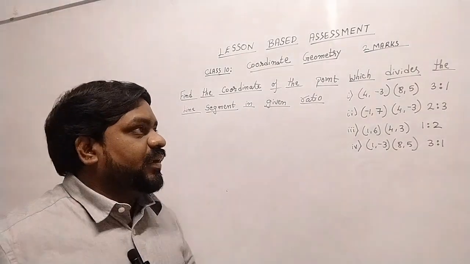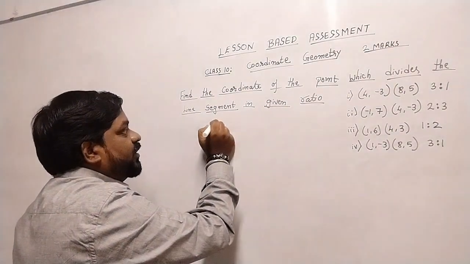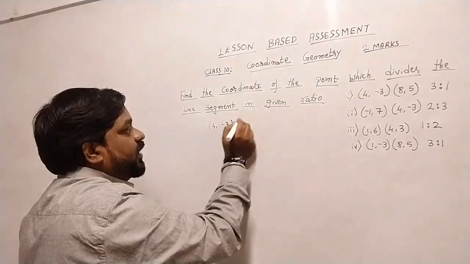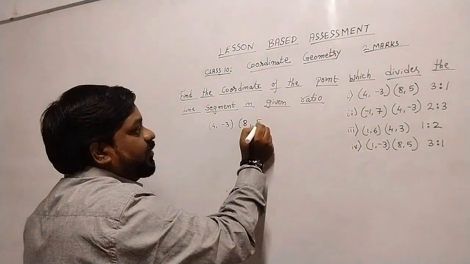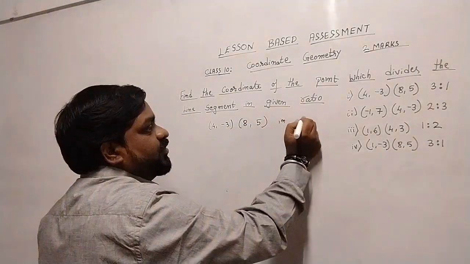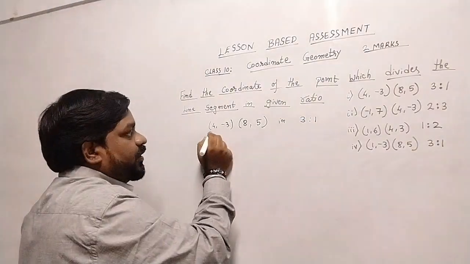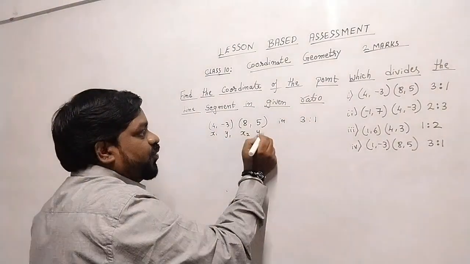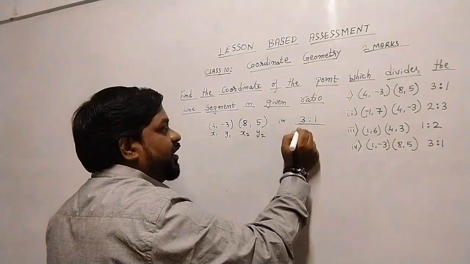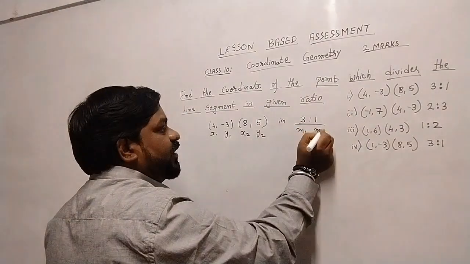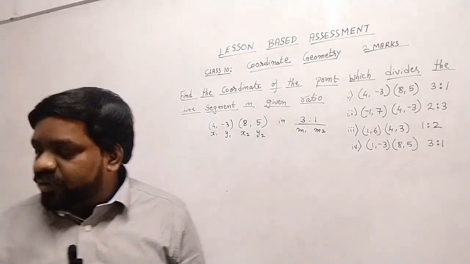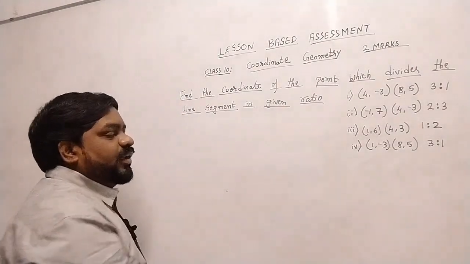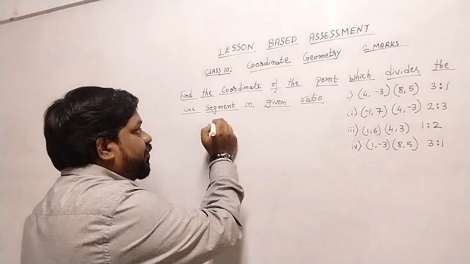Look at the first question. The given points are 4 comma minus 3 and 8 comma 5 in the ratio 3:1. This will be our x1 y1 value, x2 y2 value, and this is the value of m1 and m2. So what we need to do is simply substitute these values in the section formula.